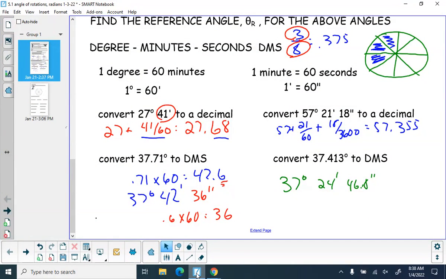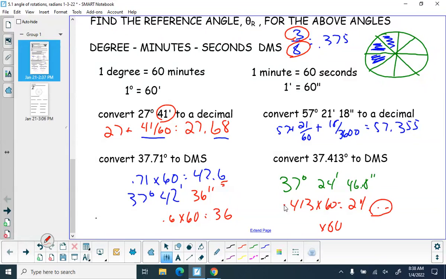And we can still have partials of a second here when multiplying out. Once again, if we multiply our 0.413 times our 60, we get 24 and some change here. Whatever the change is, we multiply that by 60, and we can have a partial of a second, and that's fine. There's not any microseconds that we're going to be dealing with here. We can just do partials of the second.